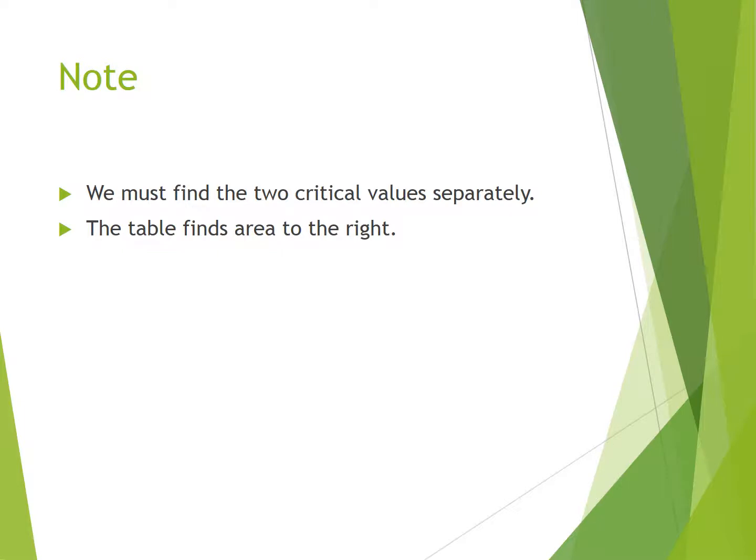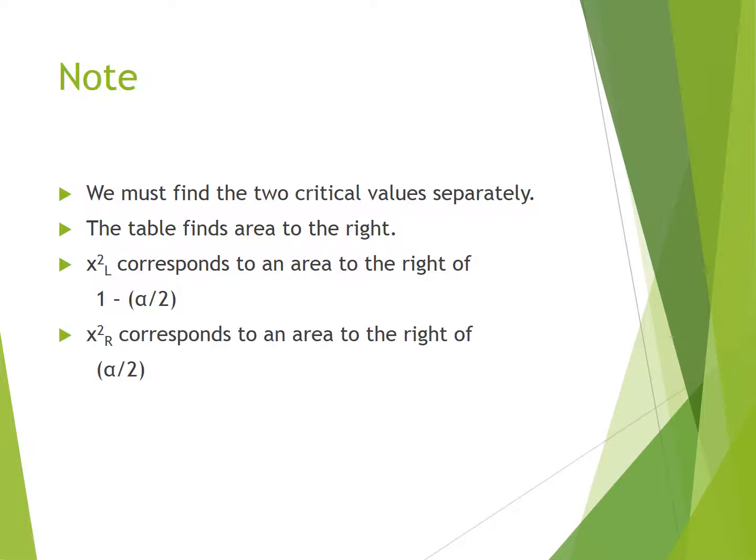Two critical values separately. The table finds the area to the right, and so you have to do the first one you put in to find chi-square left. You do 1 minus alpha over 2, and then chi-square right is alpha over 2. We still have to figure that out, but I'm going to show you how to do it with an example using Minitab.